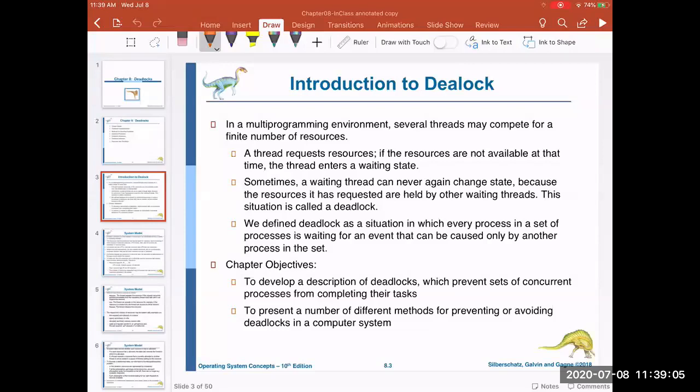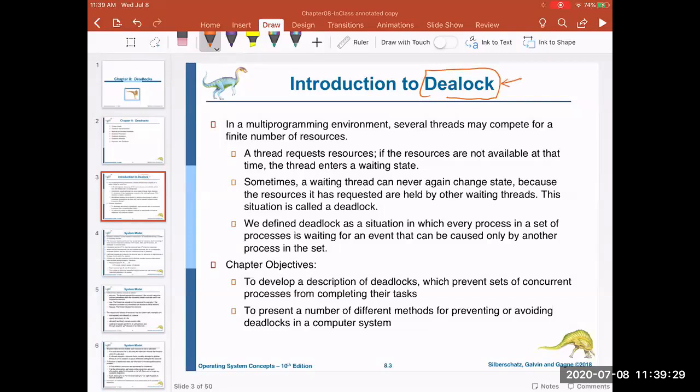So a hindrance to the progress of the processes is called a deadlock condition. When one process is waiting for another process to complete and release the resource, and they are basically mutually waiting for each other, that condition is called deadlock. So this condition we are going to talk more about.